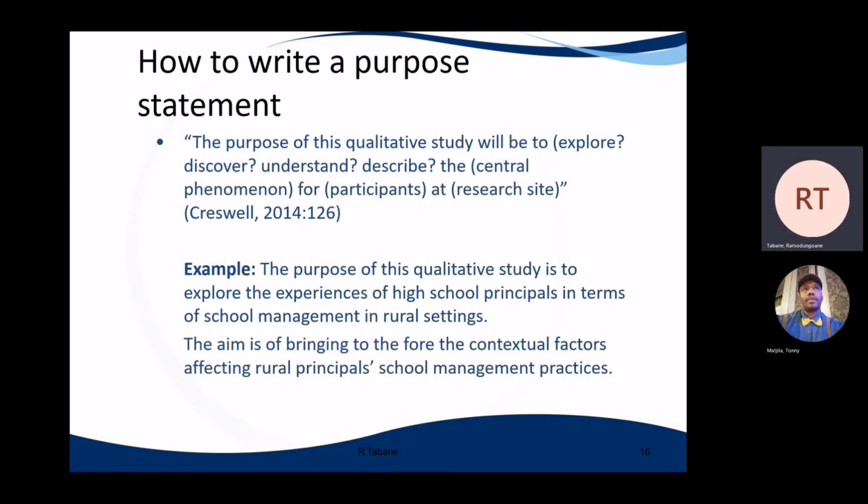Now, what is the aim? It is to bring to the fore the contextual factors affecting our participants regarding the central phenomenon of study. So it reads now: the aim is to bring to the fore the contextual factors affecting rural principals' school management practices. So there you also have your tenets in the aim of the study as well.